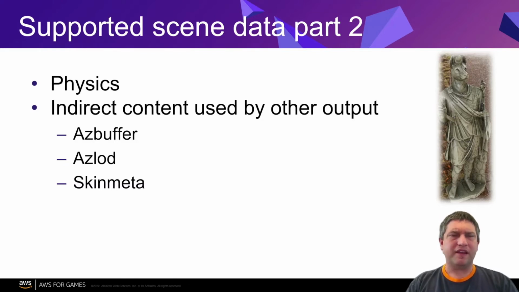The other set of data I want to briefly cover is the indirect data. This is information that's used by the other files to make them able to reuse or share data across different files. So like an AZ buffer and an AZ LOD is used by an AZ model. The skin meta file is used by the skin character. It's something you shouldn't really have to think about or worry about. I'm mentioning it though because you will see that as output when you look at the output of your scene file in tools like the Asset Processor.